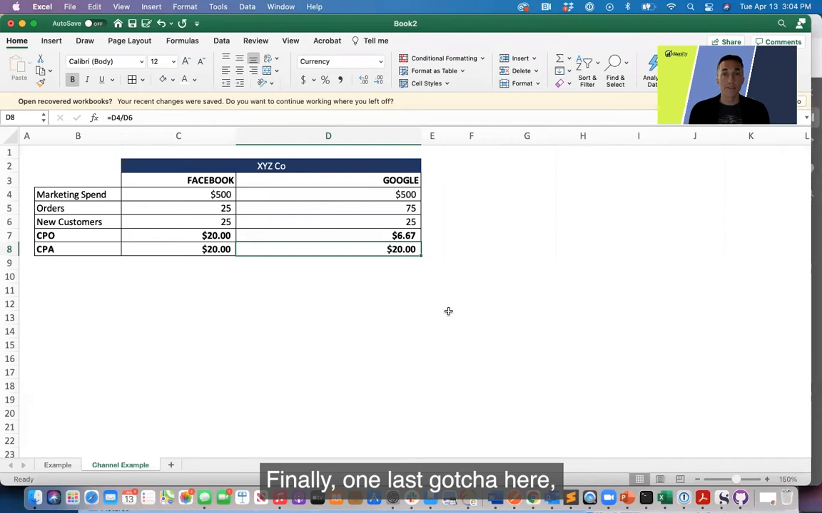Finally, one last gotcha here. In the UI for different vendors like Facebook or Google, they will often put a number that they label as cost of acquisition, either CPA or CAC. Note that that number is almost never actually a cost of acquisition.